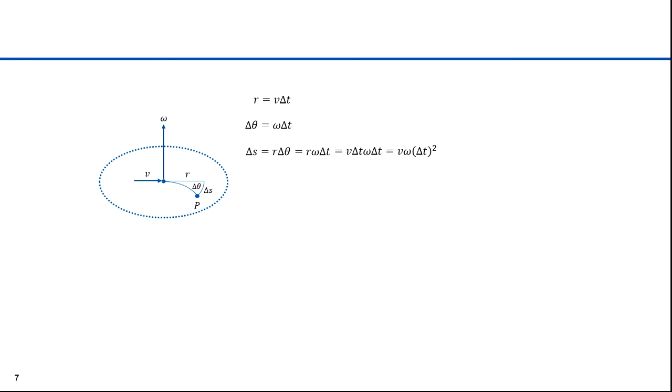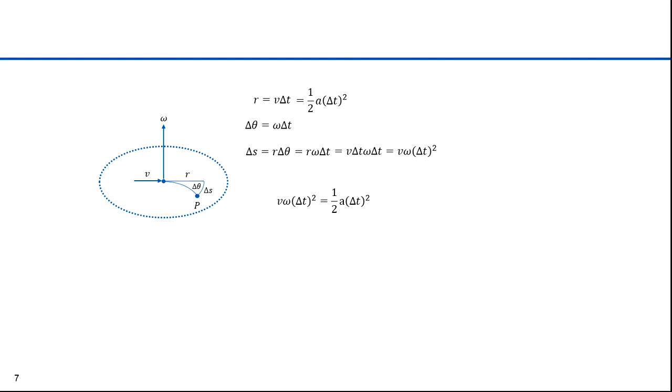The formula for change in displacement is r equals v delta t. We can express that in terms of acceleration, 1/2 a delta t squared. Delta theta is also a displacement.